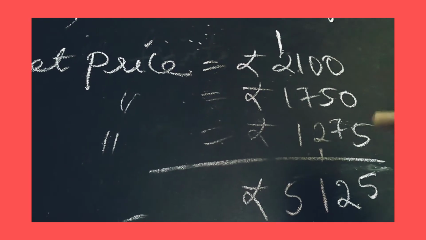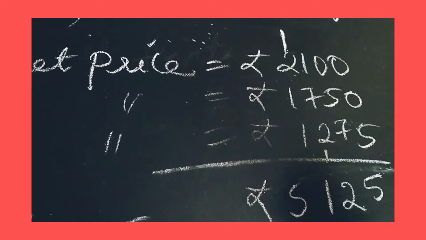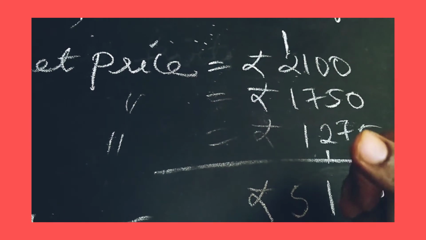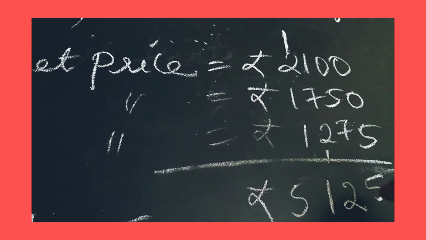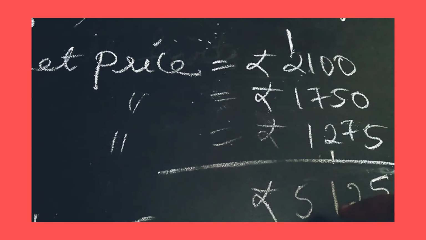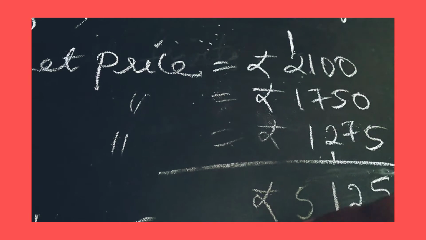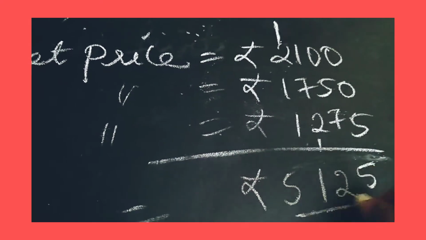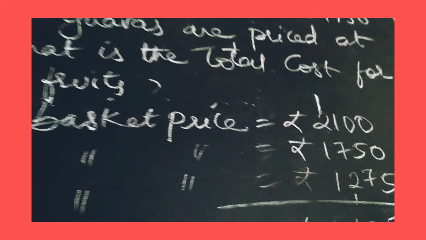0 plus 0 is 0, 0 plus 5 is 5, then 7, 8, 9, 10, 11, 12. Okay, 1 you have to write here, then 2. Okay, 7, 8, 9, 10, 11, 1 you have to write here. Okay, 2, 3, 4, 5, it is 5125. So here the total cost of the 3 fruit baskets is rupees 5125.